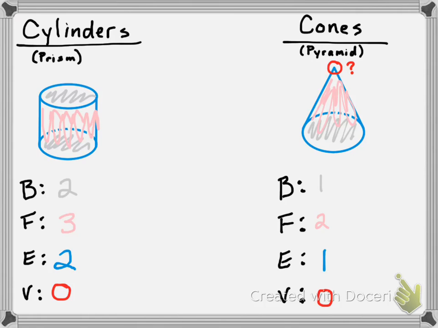So you can give either answer, 0 or 1, and I will accept it as long as you can explain your answer. Okay, if you say it's 0, then it's because there are no edges meeting right here. So you're saying, nope, it's not a vertex because no edges touch. And if you say 1, then you can say, yes, this one is a vertex because it's a corner. So it's a vertex. All right, so that's our bases, faces, edges, and vertices for cylinders and cones.